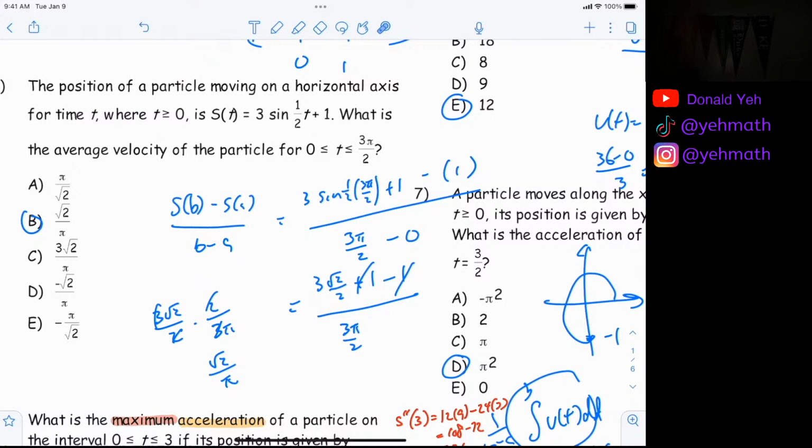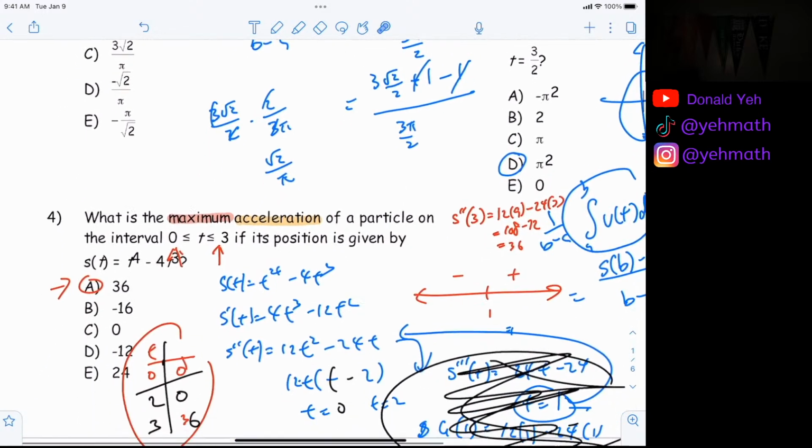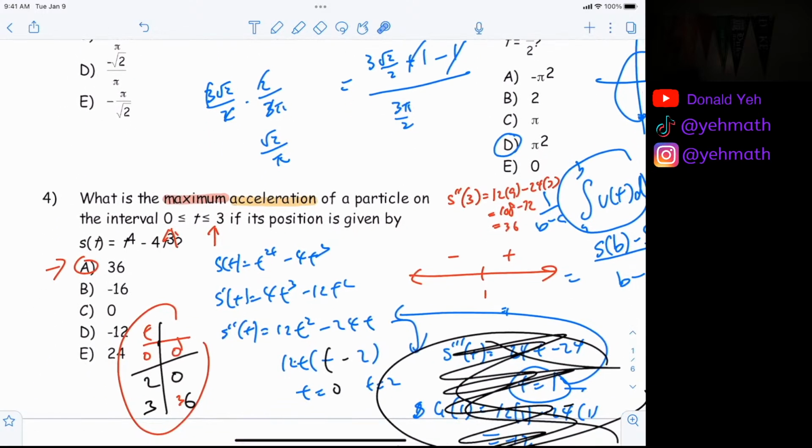So S of B minus S of A over B minus A, and the answer is B. Number 4 is 30. Why is it 30? Because they want a maximum acceleration. I take a derivative 2 times to get acceleration, and I'm going to plug in the endpoints and critical points.